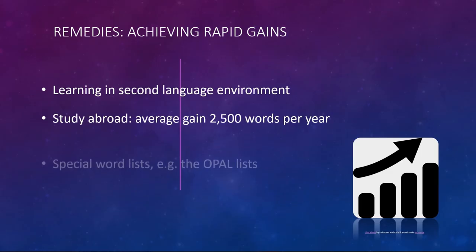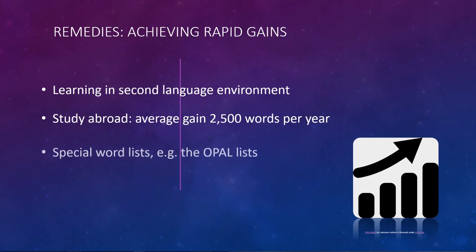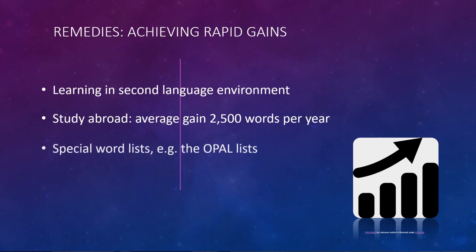But another angle, another way forward, relates to what I mentioned earlier. That is this question of specialising, of entering more specialised domains. And here I'd like to talk a little bit about specialist word lists, in particular word lists for academic English. One of the best known of these word lists is the academic word list, the AWL, put together by Avril Coxhead in New Zealand.